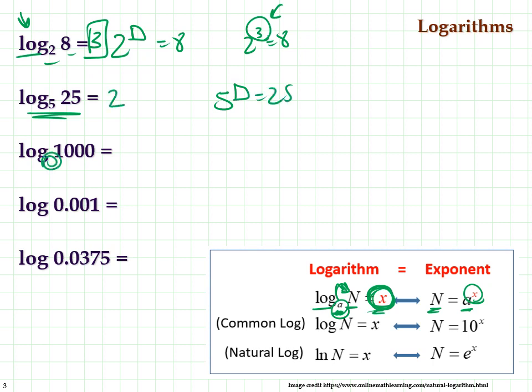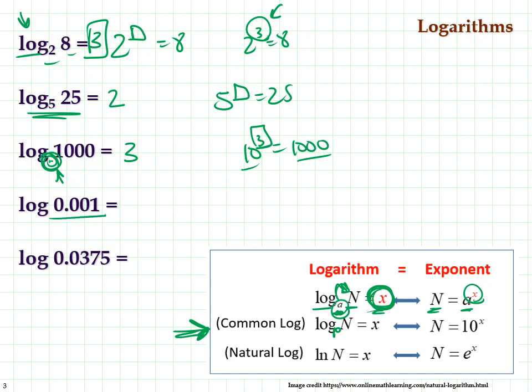If you don't have a base written, that's what we call the common log, and it's going to be base 10. So there's an invisible 10 in there. So log base 10 of 1,000: we know that 10 to the third power is 1,000, so the common log, or log base 10 of 1,000, is going to be 3, because 10 cubed is equal to 1,000.